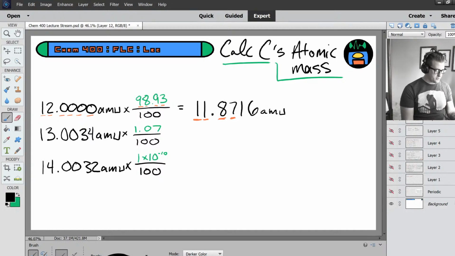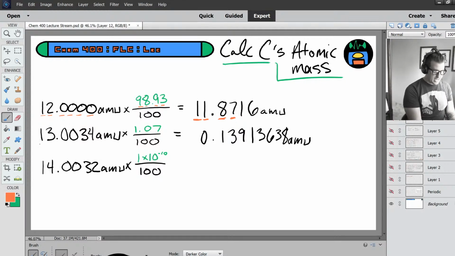Next, we have 13.0034 times 1.07. Oh, hang on. 1.07 divided by 100. All right. The value that I'm getting here is 0.13913638 AMU. Sig figs wise, my atomic mass has 1, 2, 3, 4, 5, 6 sig figs, but my natural abundance only has 3, so I can only keep 3.